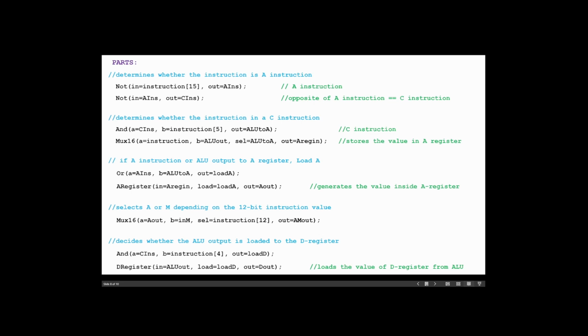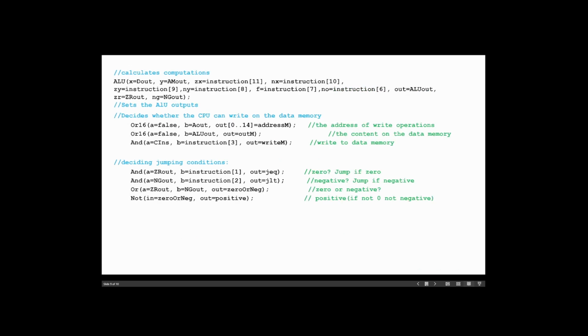Then Mux16 takes in the output of the A register and the value that is currently selected in the data memory register, M. This will select which one to output, A or M. Either A or M will then be used as an input in the ALU depending on the 12-bit instruction value. The AND gate is employed to determine whether the ALU output is loaded to the D register. The D register is then implemented to load and store the value of the D register from the ALU.